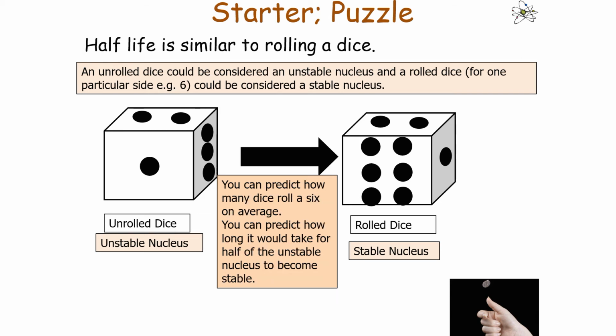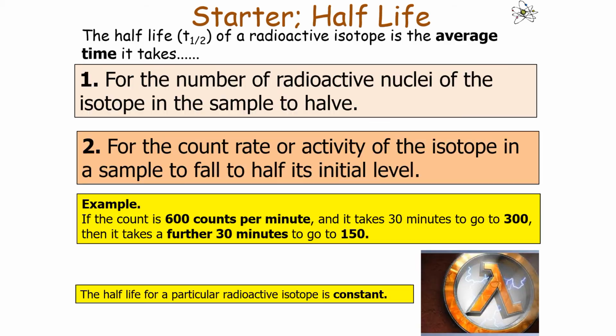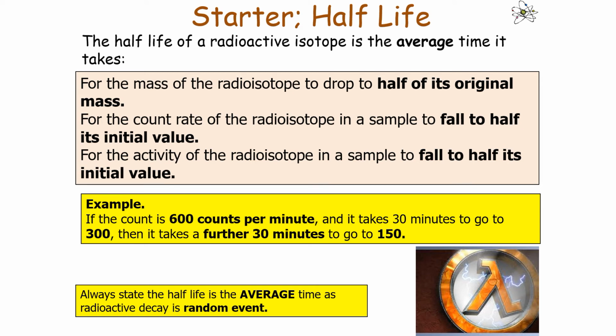Now you can't predict how many dice will roll a 6 on average, just like you can't predict exactly how long it would take for half of the unstable nuclei to become stable, which we call half-life. Now, the half-life for a particular radioactive isotope is constant, but we always take the half-life as an average time, as radioactive decay is a random event. So radioactive decay is constant as each radioactive nucleus has the same chance of decaying as each other. So the random nature of radioactive decay requires repeated readings to be made over a long period of time.